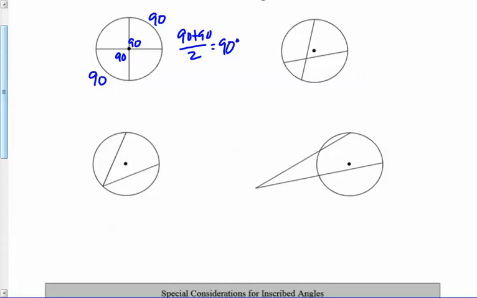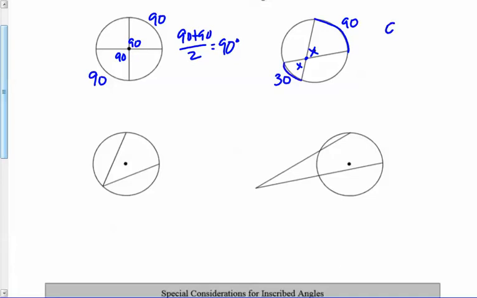But as we pull that vertex away from the center, even if this arc remains the same at 90 degrees, this arc will have to get smaller to be able to maintain. So let's say this goes down to about 30 degrees. Well, these are still x. They still have to be equal to each other. So what's it going to be? Is it going to be 30 or is it going to be 90?